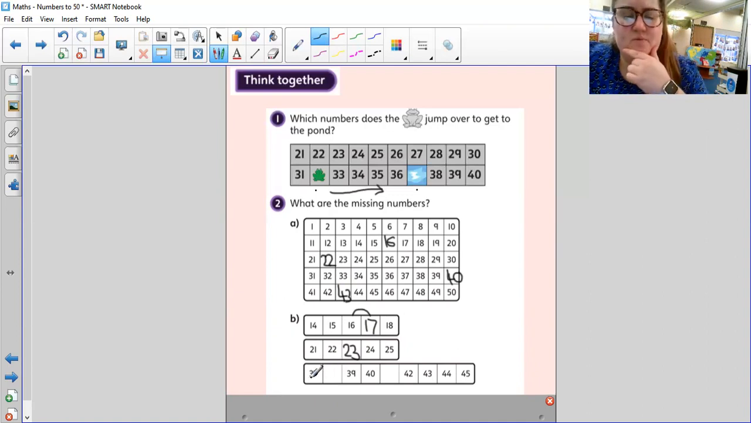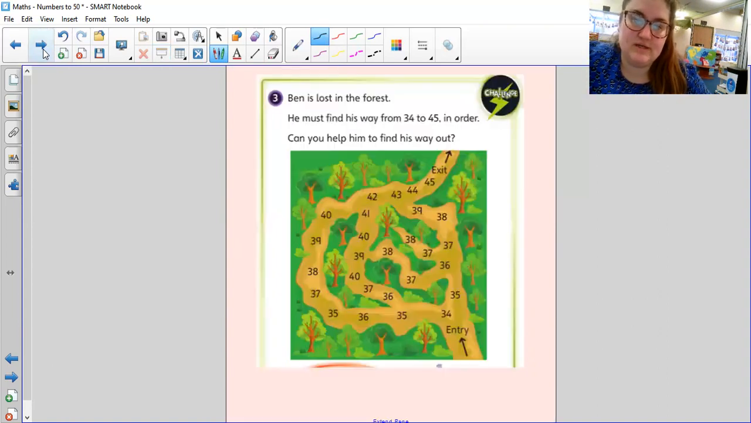And the last one, 37. Oh, something that's in between 37 and 39. Oh, yes, it must be 38. 37, 38, 39, 40, 41. And we can finish that one off. So missing numbers, they're really not tricky. You just have to make sure you put those numerals in the right order.